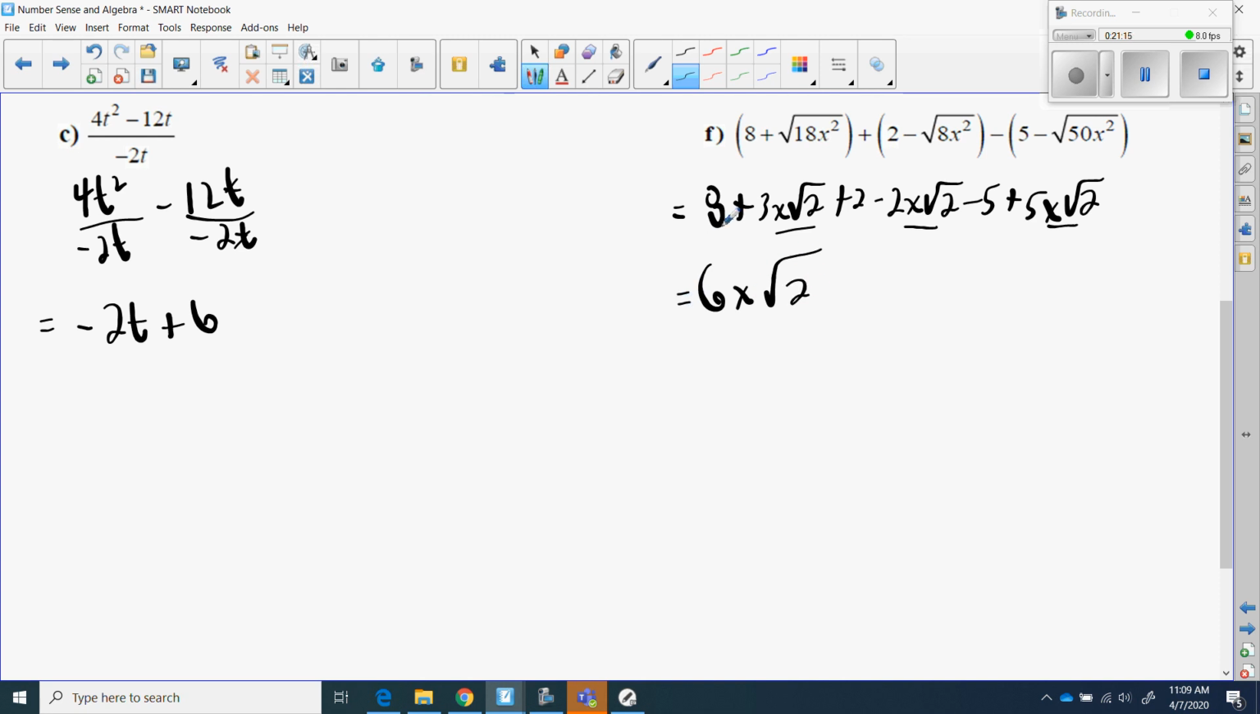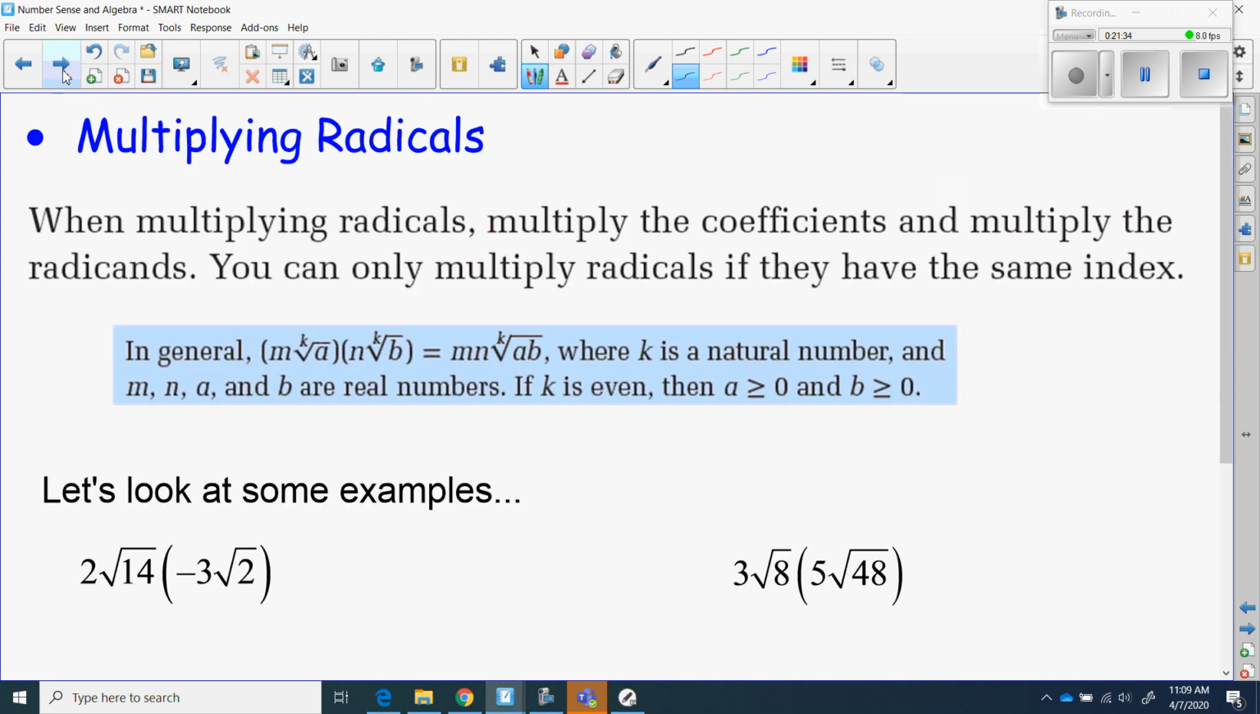And then I've got an 8 plus 2 and a minus 5. So I'm going to group those three together. 8 and 2 is 10, take away 5 is 5. All right, so that's just some of the prerequisite skills we hope you'd have as we lead into and start looking at multiplying radicals.